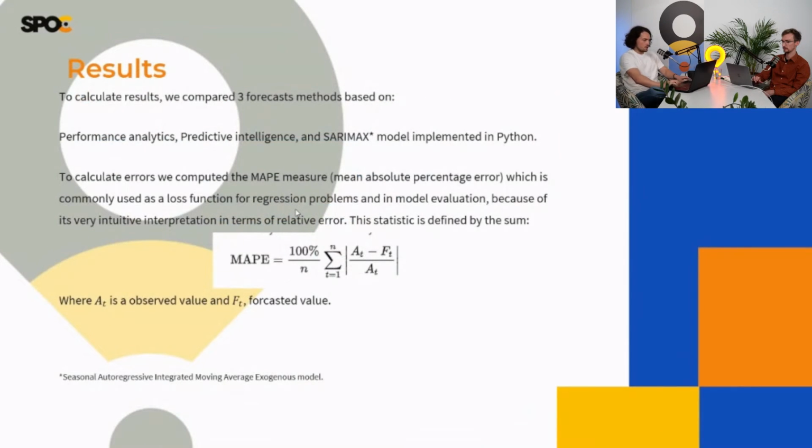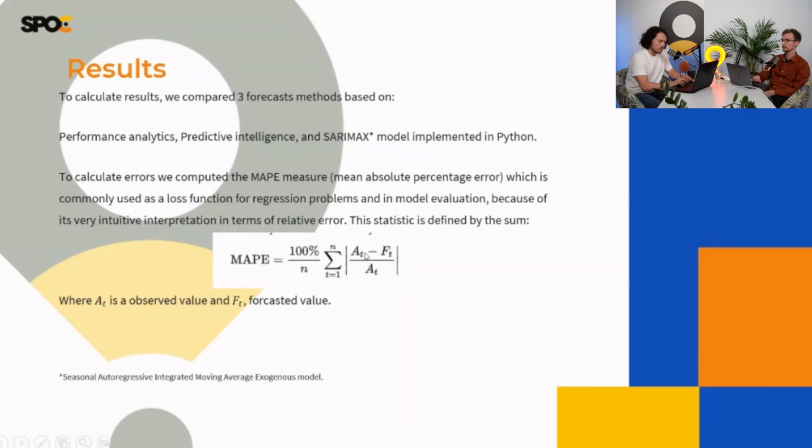Okay, so let's talk a little bit about the results. But to compare the results, we need to explain how to compare different results with each other. To do that, you need to define some kind of error measure. We decided to use the so-called MAPE measure. It's pretty much the percentage error between the forecasted value and real data.